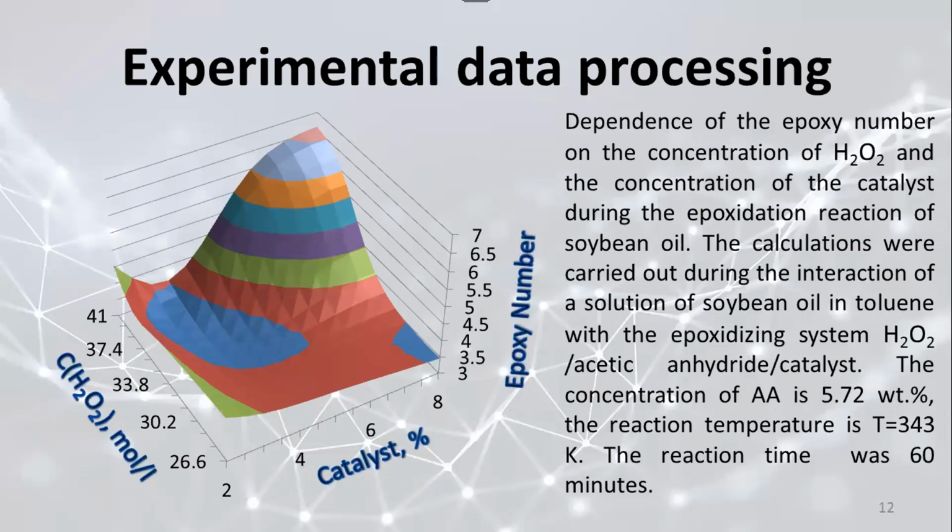This graphic shows the dependence of epoxy number as a result of experiment, which is predicted not to be formed as a result of training on a sample set of experimental data. This dependence of epoxy number on the concentration of catalyst and acetic anhydride, which correspond to a 1 hour reaction, is presented on the slide.